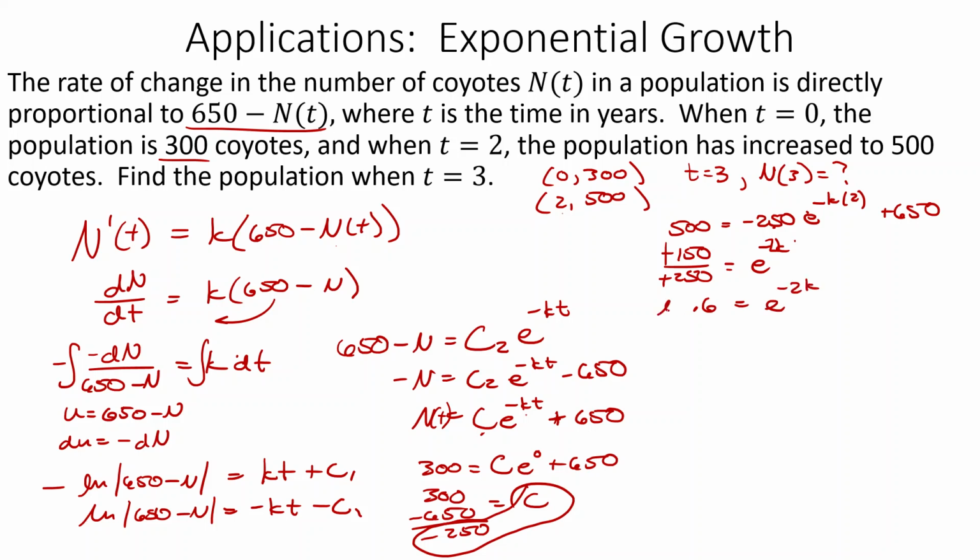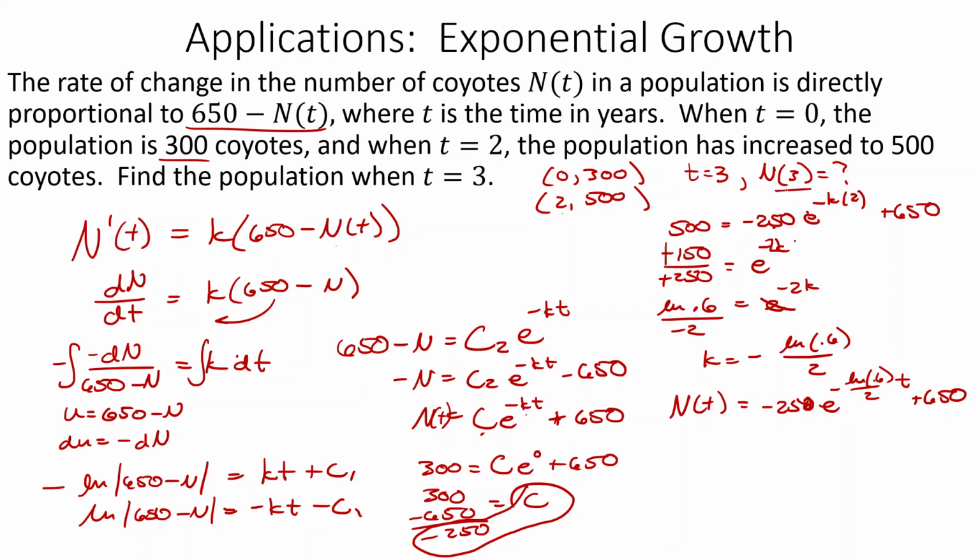Take the natural log of both sides. Divide by negative 2, and that's k. So k is the negative ln of 0.6 over 2. All right, so now I've got this final function, n of t is negative 250 e to the negative ln of 0.6 over 2 times t plus 650. All right, and again, if I had a calculator, I can change these all to decimals if I wanted to, but I'm just going to leave it like that for now.